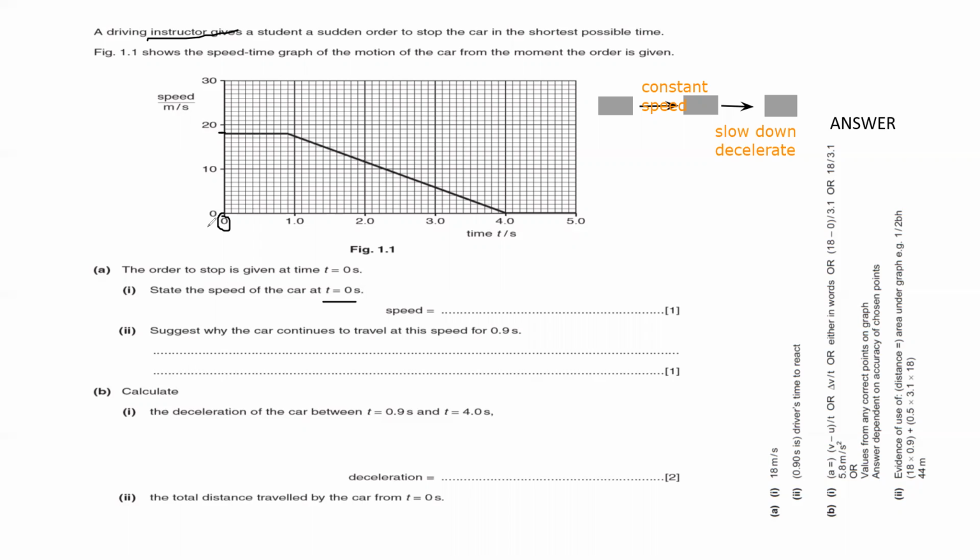For that speed, each box is equal to 1. You can count like 1, 2, 3, 4. So there are 10 boxes equal to 10. Each box is equal to 1. So there are 8 boxes above 10. So this number is 18. So what is the speed of the car the moment when the instructor ordered the student to stop? So that is equal to 18 meters per second.